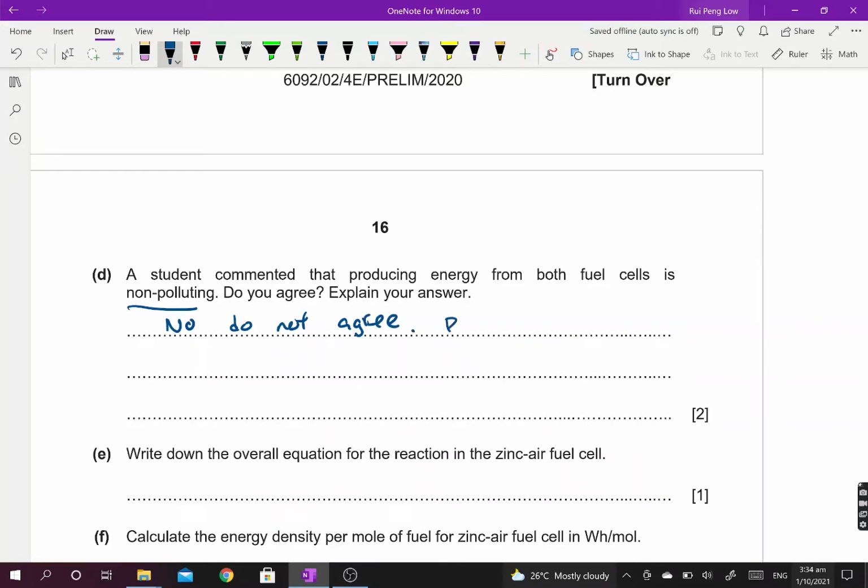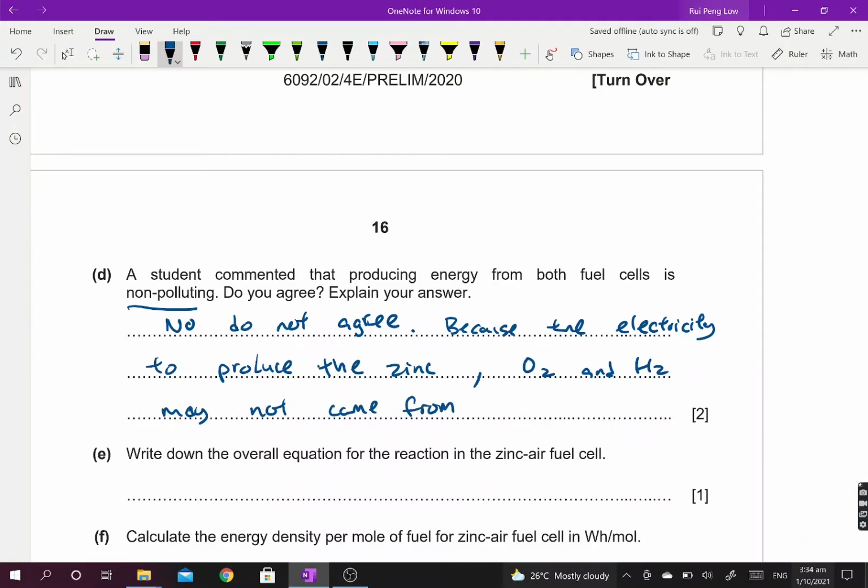Why is that so? Because the electricity to produce the zinc, oxygen, and hydrogen may not come from non-polluting sources.